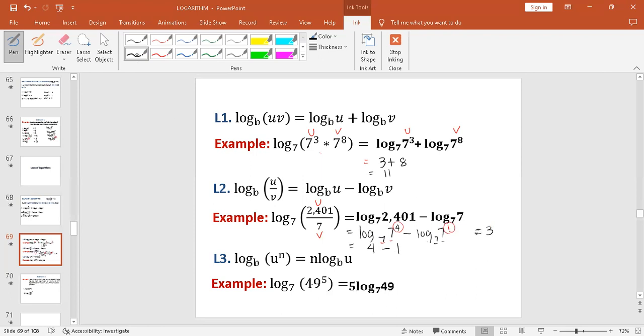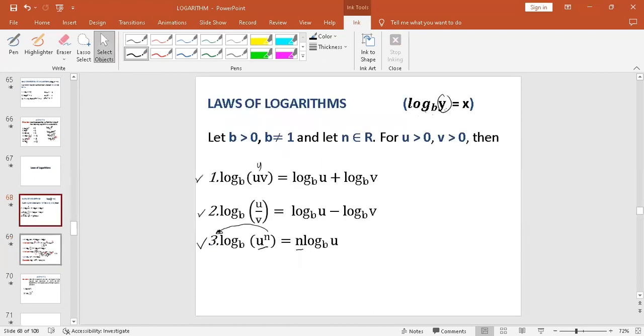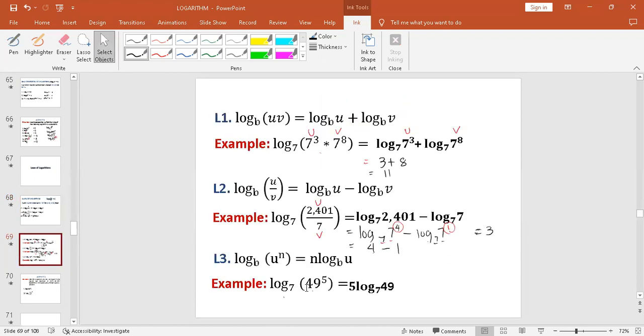Alright, so let's come now to the third law. Given log of 49 raised to 5 to the base 7. Okay, this example will fall under the third law. Okay, may power si y. Okay, so anong gagawin sa 5? Anong mangyayari sa 5? Malilipat siya sa unahan ni log. Kaya meron tayong 5 log of 49 to the base 7.